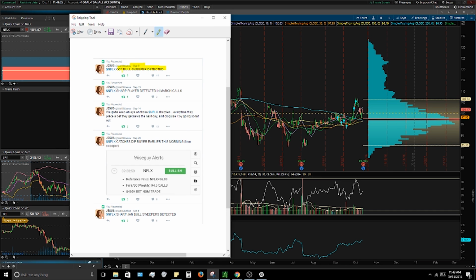It started with the October bull sweeper right there. It did dip down. And on September 13th, he says there was a sharp player detected in March calls. So not only was there a guy that was buying October, there was a different guy, it could have been the same guy, who knows, buying March calls, which was definitely further out, further dated. So this guy's going for a nice swing trade for March. And I did mark that right there.